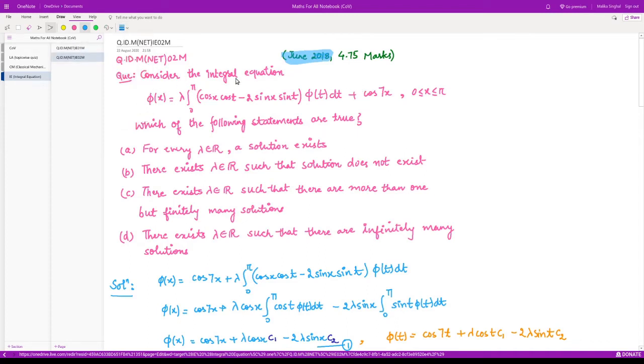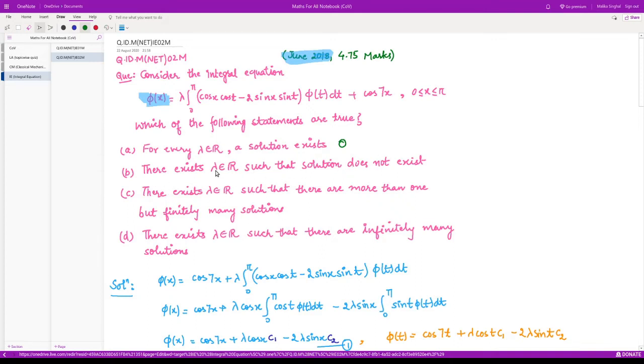The question is, consider the integral equation, phi of x is given to be lambda integration 0 to pi cos x cos t minus 2 sin x sin t phi t dt plus cos 7x, where x lies between 0 to pi. Then which of the following statements is true? That is, do we have a solution for every value of lambda? That is, a solution exists.